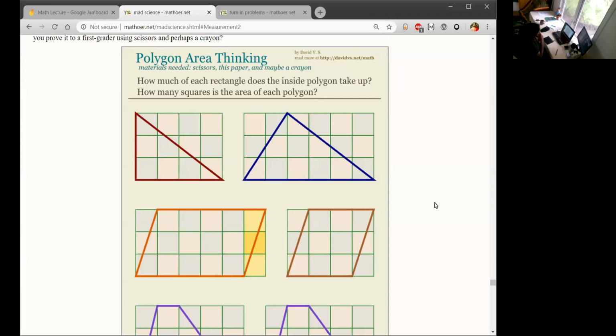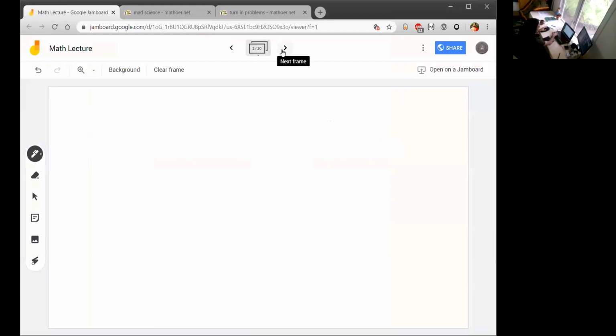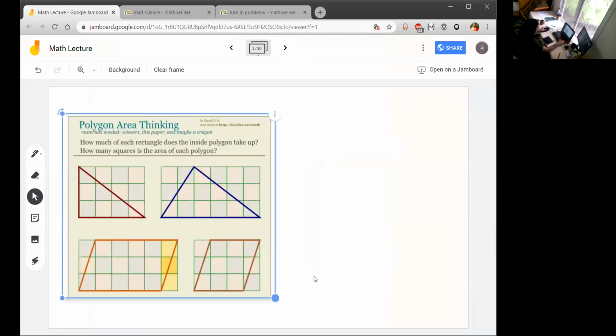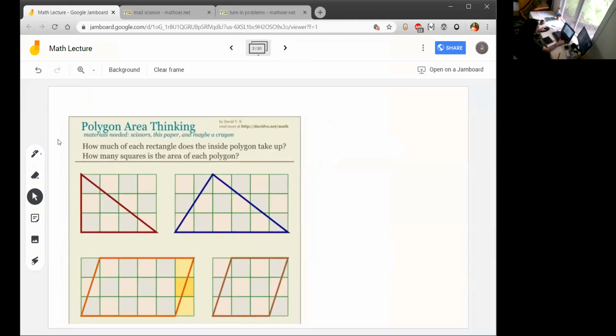Two questions to start with today. One is about how area is always square units. So I'm going to take this picture from the lecture that we used before, just to make sure we understood the formulas, and put it in the Jamboard. And I should write what I'm doing.